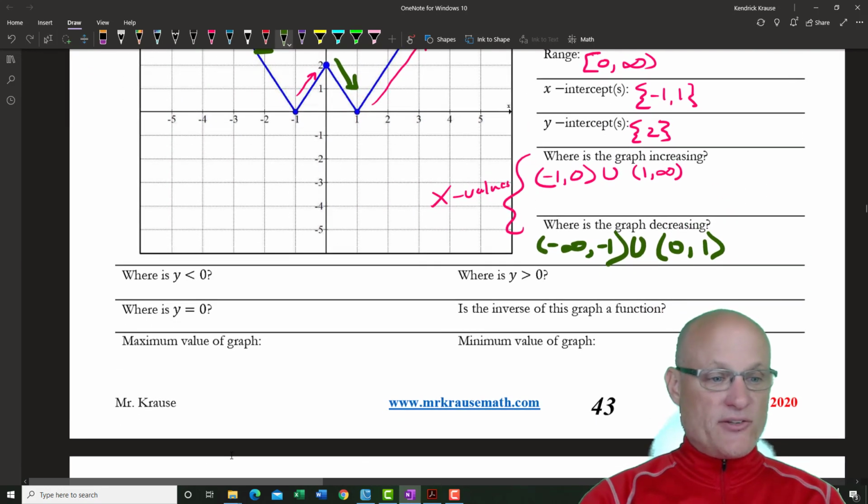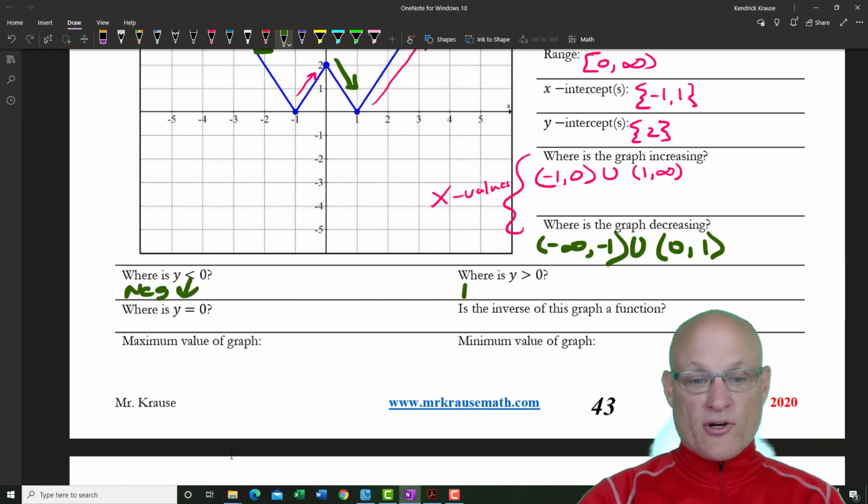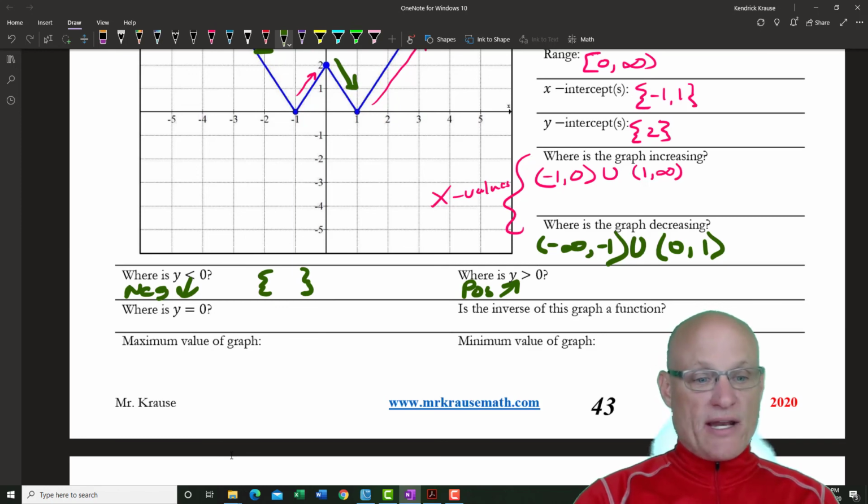Again, less than 0, negative, below. Greater than 0, positive, above. So it's never negative, so that's just the empty set. It's equal to 0 at negative 1 and 1.